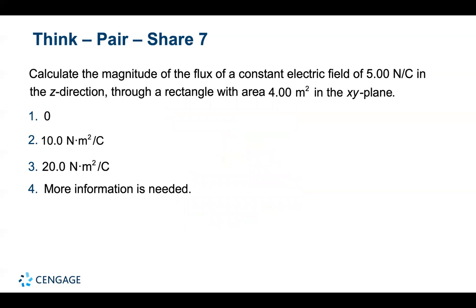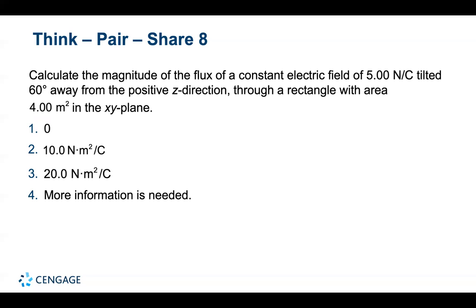Okay, let's consider a couple questions. So first, calculate the magnitude of the flux of a constant electric field of 5 newtons per coulomb in the z direction through a rectangle with area 4 meters squared in the xy plane. And the answer is 20 newton meters squared per coulomb. That was item number 3. And the reasoning is that when a plane area is in a uniform electric field E, the flux through the area is Φ equals EA cosine θ, where θ is the angle the electric field makes with a line normal to the plane of A. If A lies in the xy plane and E is in the z direction, then θ equals zero. And so therefore Φ equals EA, and we can calculate that out and come up with the answer 20.